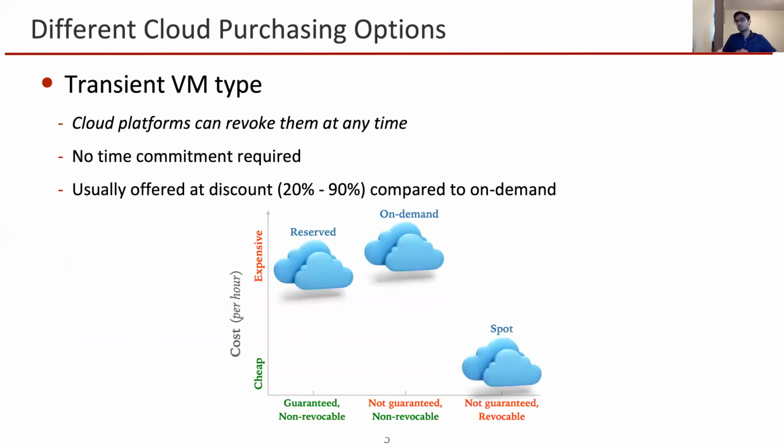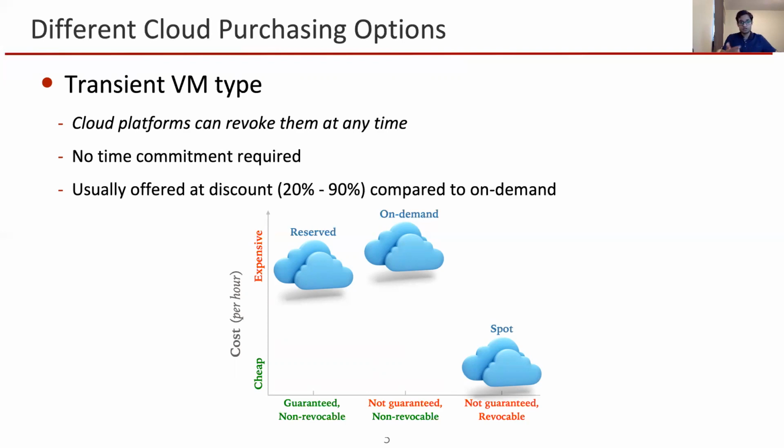Apart from these two popular options, cloud platforms offer their idle capacity as transient VM types. They are similar to on-demand VM types, but with a few differences: they are offered at a steep discount, like 20 to 90% compared to on-demand. But in exchange for the cheaper price, cloud platforms reserve the right to revoke them at any time if a higher priority request comes in for resources. They also come with no time commitment. But they are slightly riskier than on-demand, hence they are mostly used for non-interactive workloads.